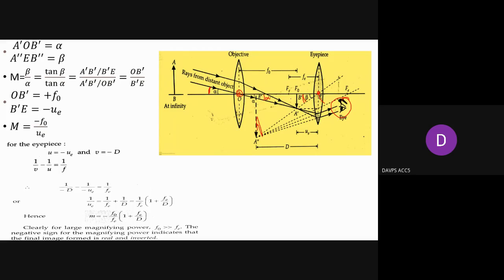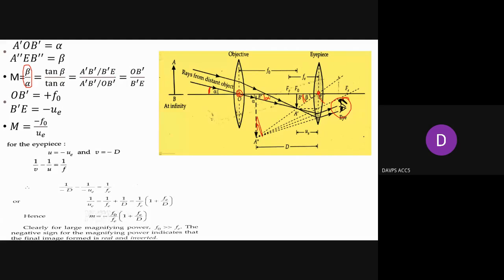So this part is beta. The angle subtended, tan beta, so you are finding m equal to beta by alpha. Clear? And as it is for the paraxial ray, that is almost parallel to the principal axis, this can be replaced by the tangents, tan beta by tan alpha.